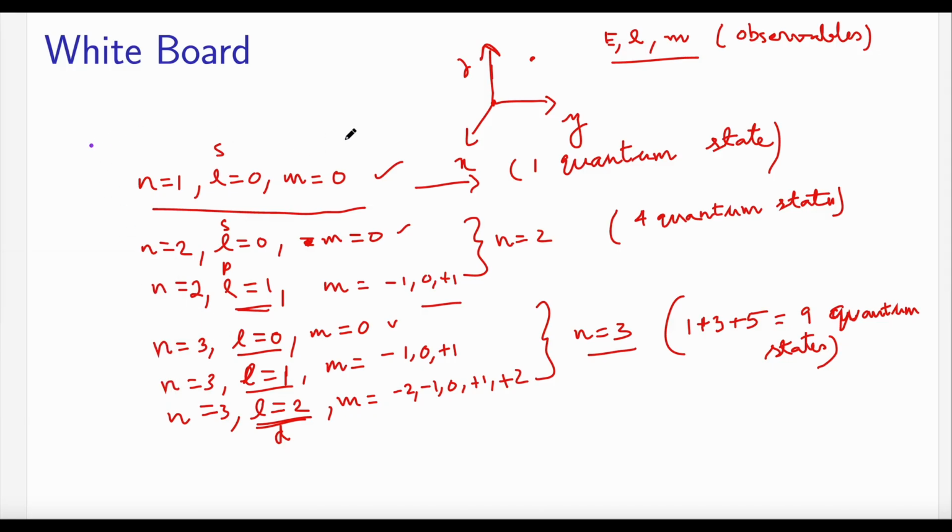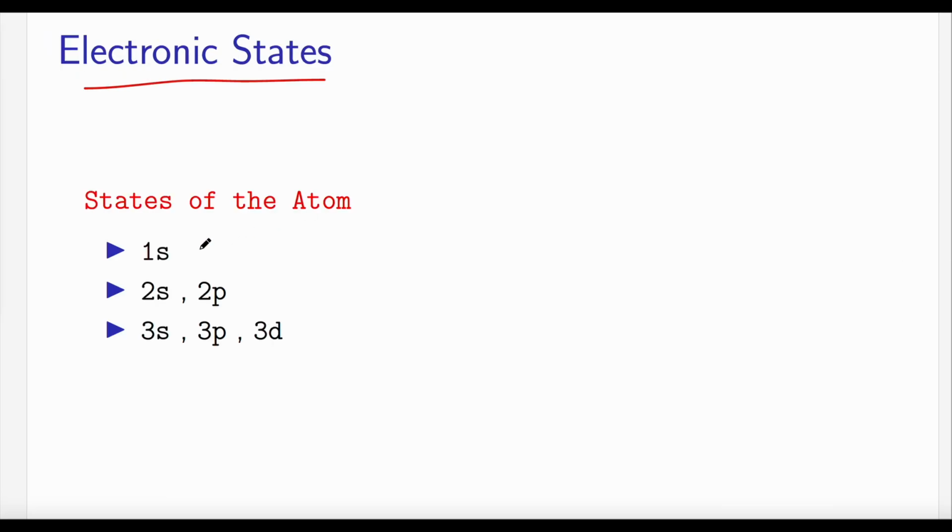So this is 1s. N is equal to 1, L is equal to 0, M is equal to 0. This is 1s.